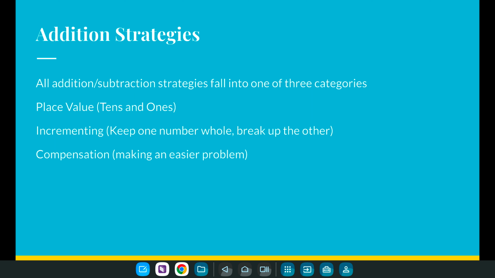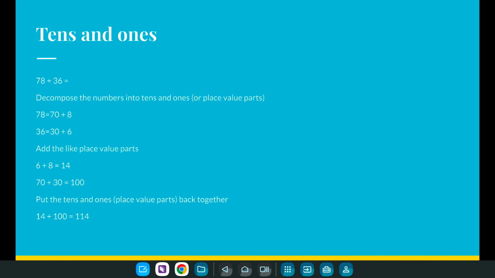So for today, we're going to talk about addition strategies, and we're going to talk about 3 categories of strategy. All addition and subtraction strategies really can fall into one of these 3 categories. So the first category is place value, thinking about tens and ones, or of course, as you extend the magnitude of number, hundreds, tens and ones, etc., focusing on each place value. The second category is incrementing, keeping one number whole and breaking up the other number. And the third category is compensation, making an easier problem. And I'm going to really spell these out for you as we go.